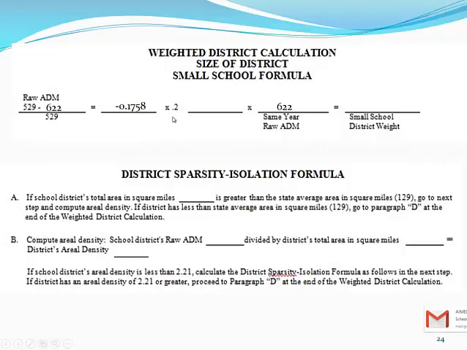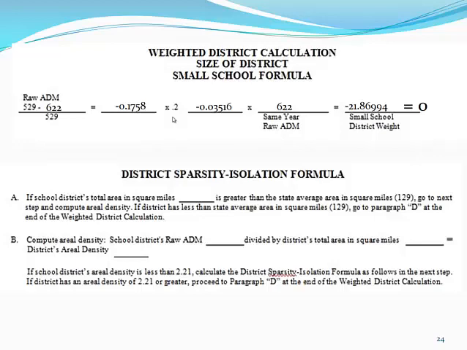We simply multiply then by 0.2. Multiply that again by our raw ADM. And again, we knew we were going to get a negative number. We change that to 0. So we don't get a small school weight for this district. Now let's look at the isolation weight.